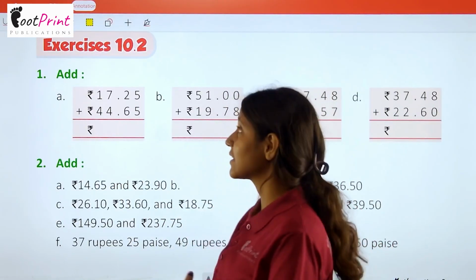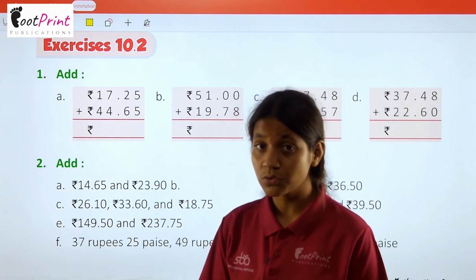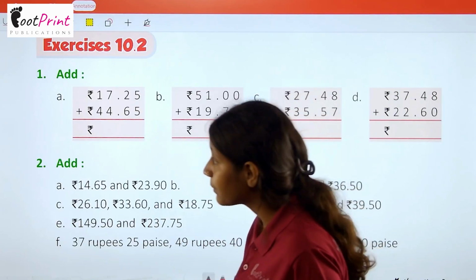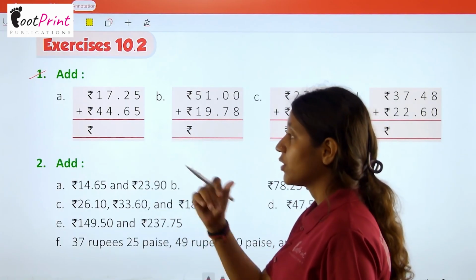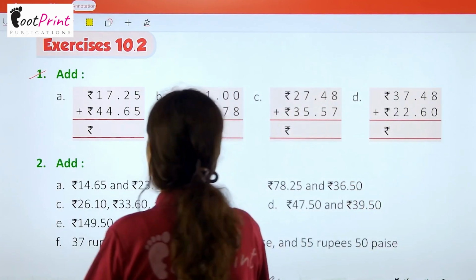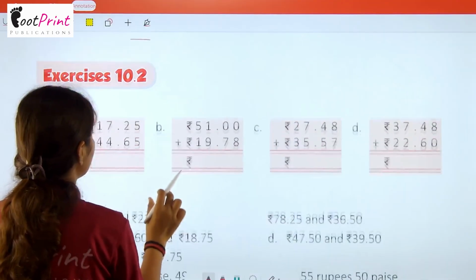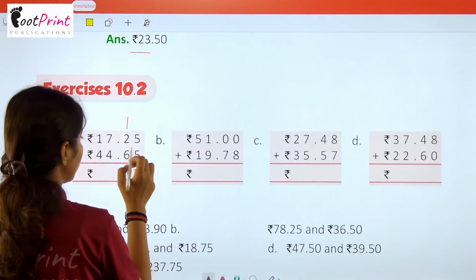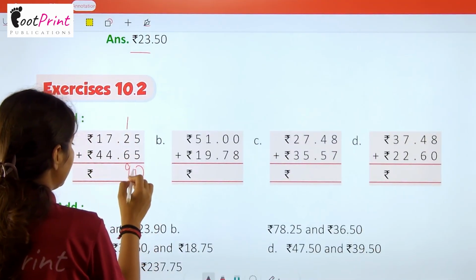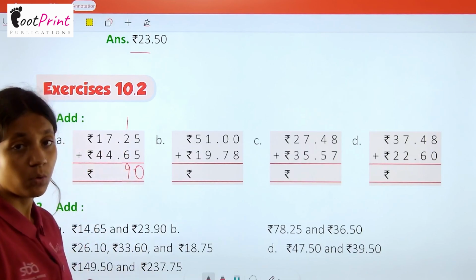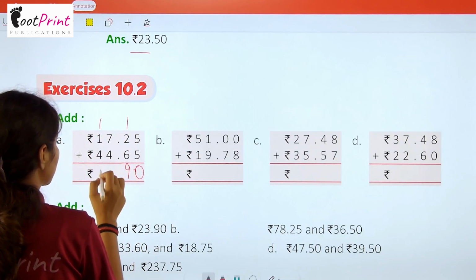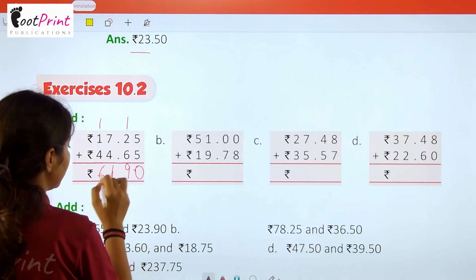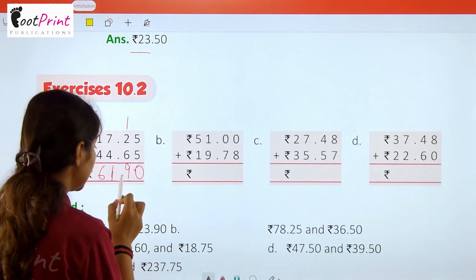Now we have exercise 10.2 in which we are going to do addition and subtraction of money only. So first is add 17.25 and 44.65. So let's start adding them. 5 plus 5 is 10, 6 plus 2 is 8 plus 1 is 9, 7 plus 4 is 11, 4 plus 1 is 5 plus 1 is 6. So the answer is rupees 61.90 paise.